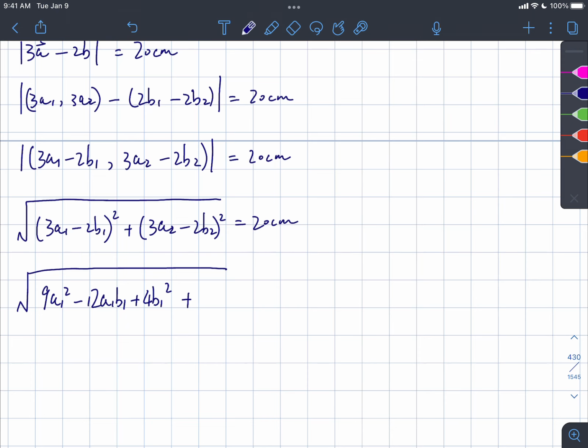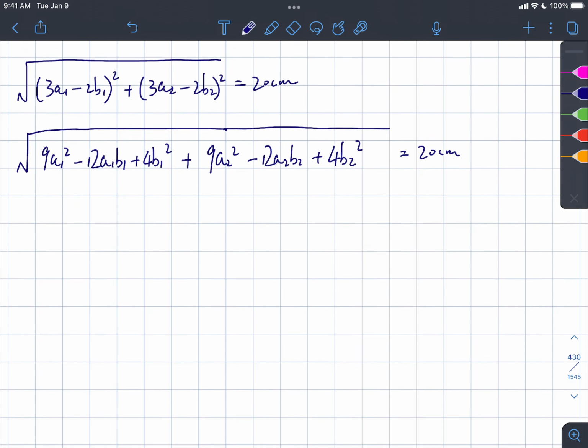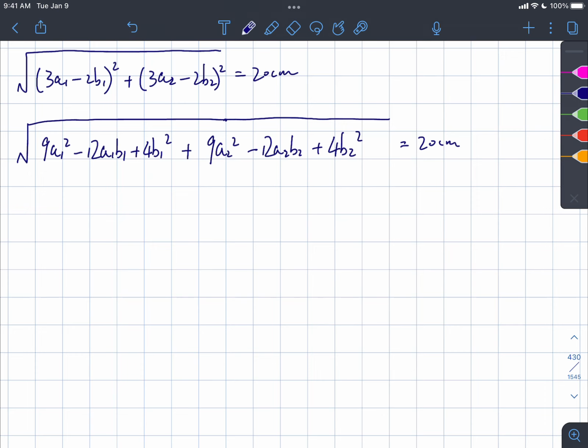So plus, remember, this is the first part. You still got to expand the second part. So the second part is 9a2 squared minus 12 a2b2 plus 4b2 squared, right? And that's equal to 20 centimeters. If you don't want to write the 20, you can forget about it for now, but make sure to include it at the end because we're going to use it eventually.